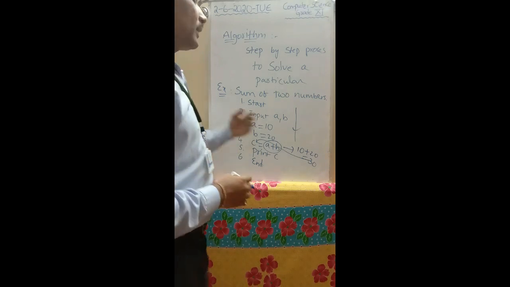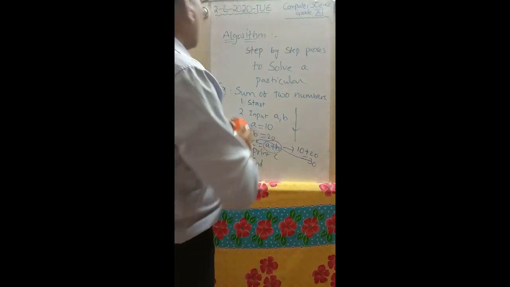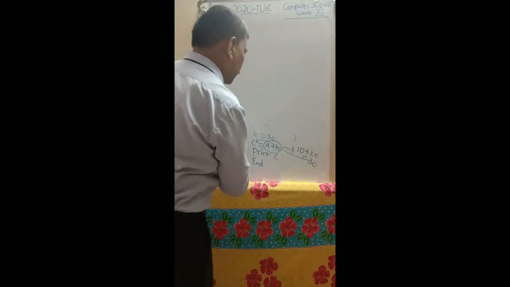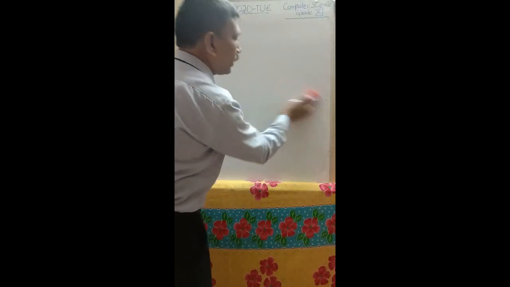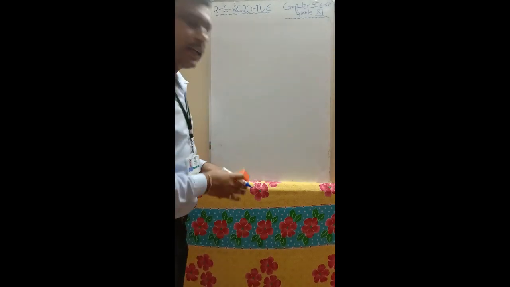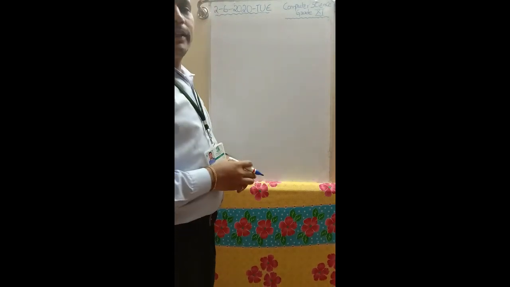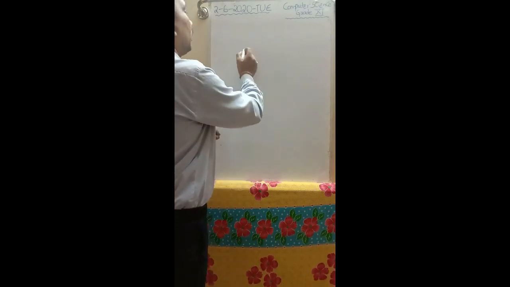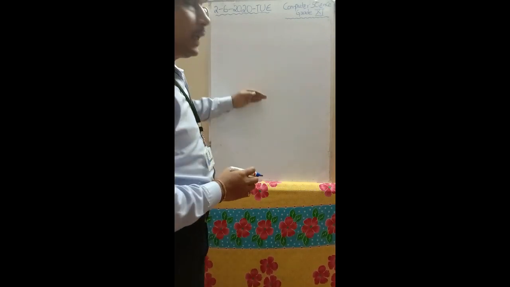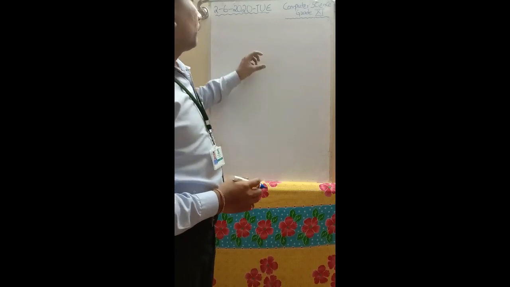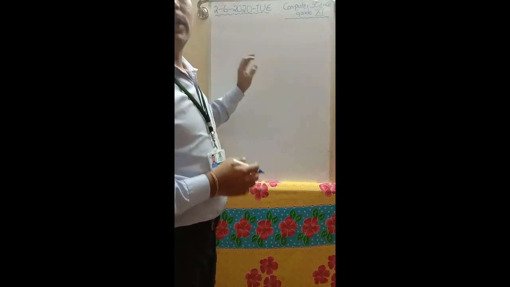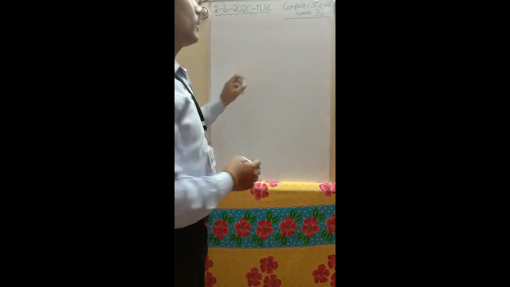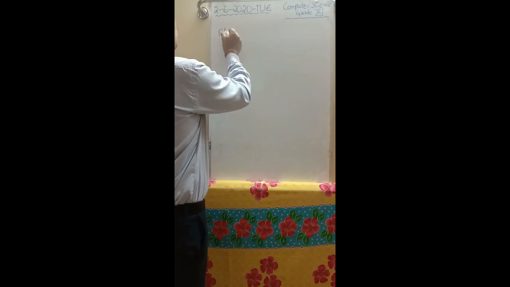Next we define flowchart. What is meant by flowchart? First, the best real-life example for an algorithm: we prepare one item, the recipe, a sequence of steps for preparing that item. That is also called an algorithm in real life.